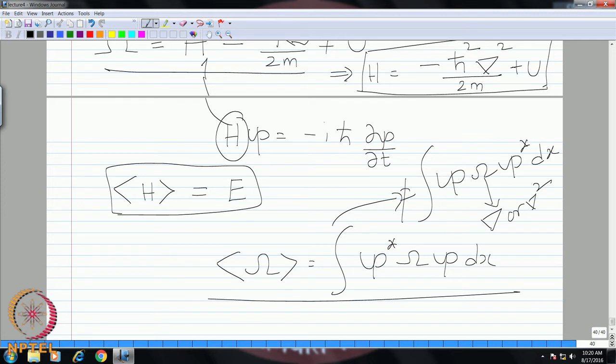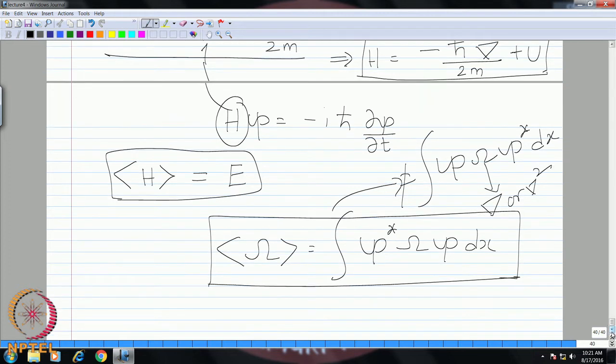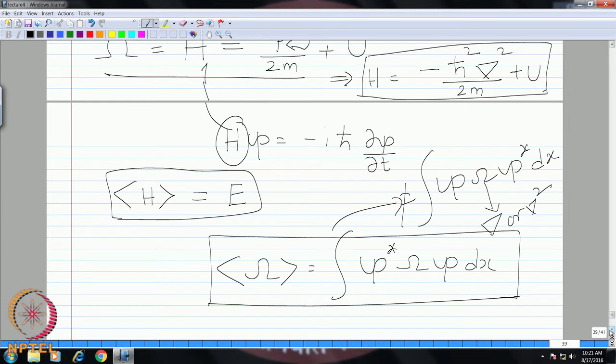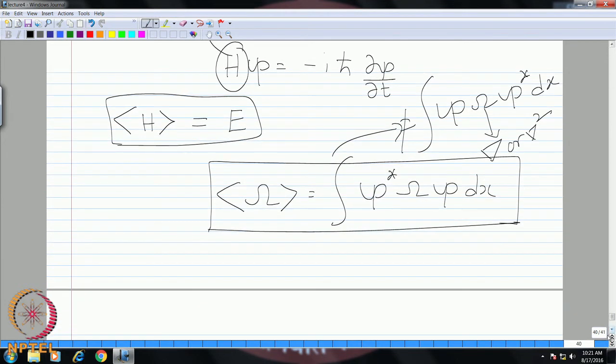For the position operator it does not matter, you can flip between psi and psi star, but you have to be very careful that this order is always what you have to follow, okay. So, the order of taking the derivative and then multiplying is very important, okay. The other thing that is also of interest in quantum mechanics is the uncertainties.